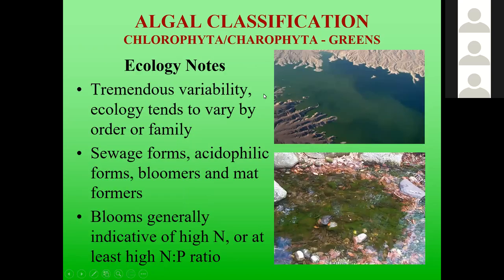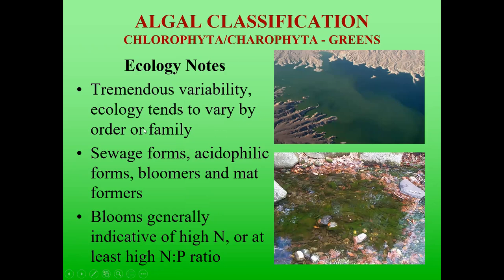All right, so the ecology notes, tremendous variability. The ecology varies by order or family, but like I showed you with the Draparnaldia and the Stigeoclonium, two genera in the same family can be wildly different. There are sewage forms, acidophilic forms, there's bloomers and mat formers. The blooms are generally indicative of high nitrogen, or at least a high nitrogen to phosphorus ratio.